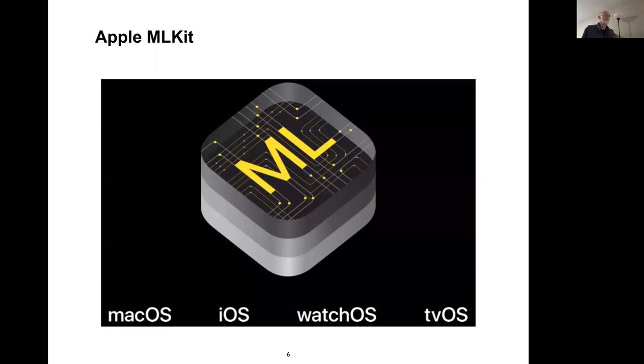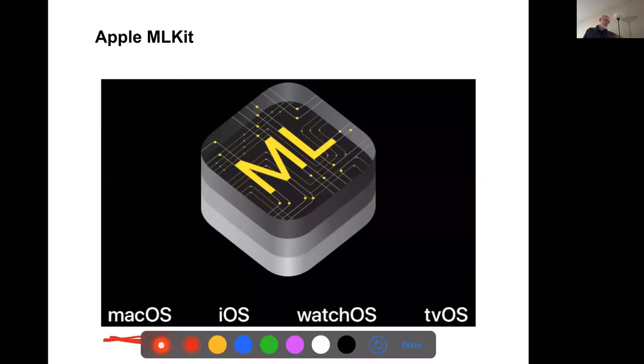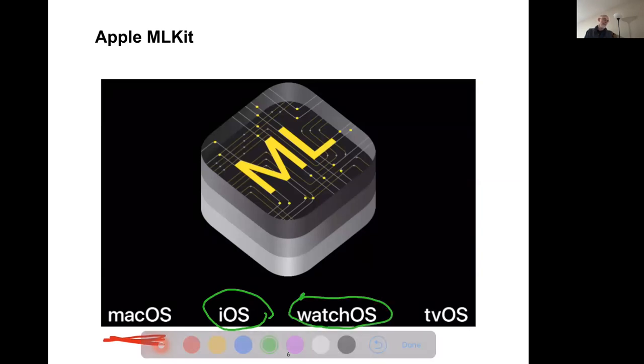And I probably don't need to tell this audience this, but machine learning is everywhere. So Apple has their ML kits. And of course it runs on their laptops, but it also runs on iOS. Right, and it even runs on their watches, right? So you can actually have a machine learning algorithm running on your watch.